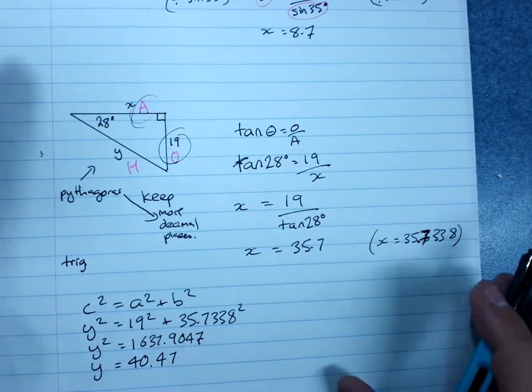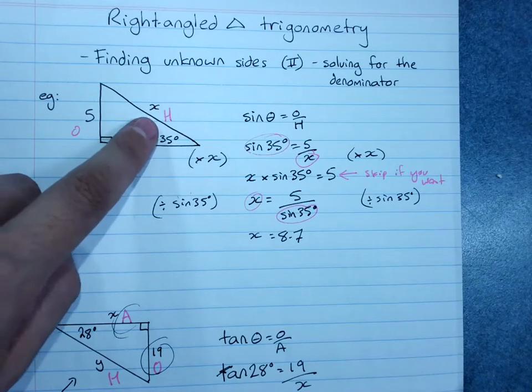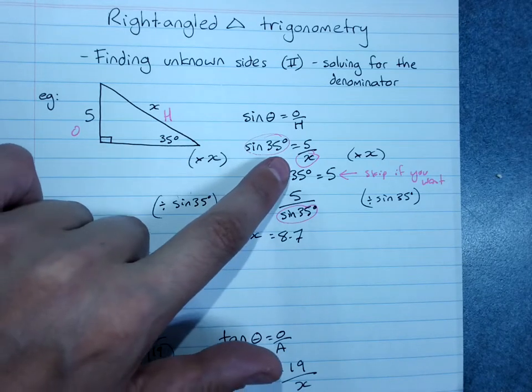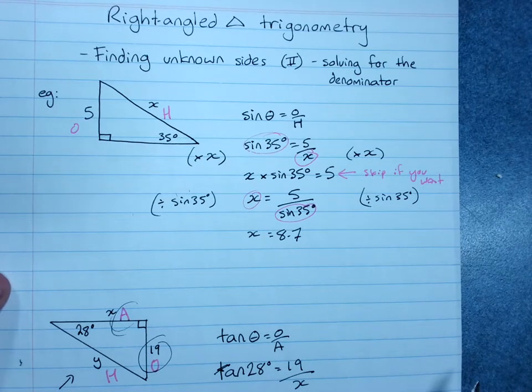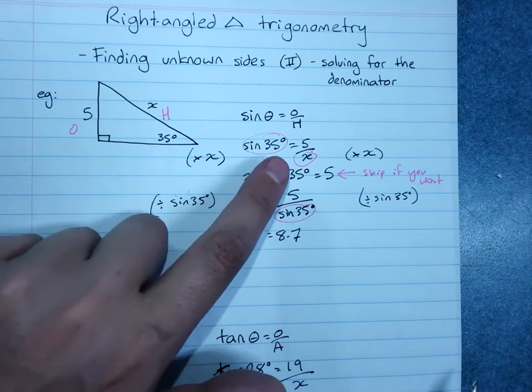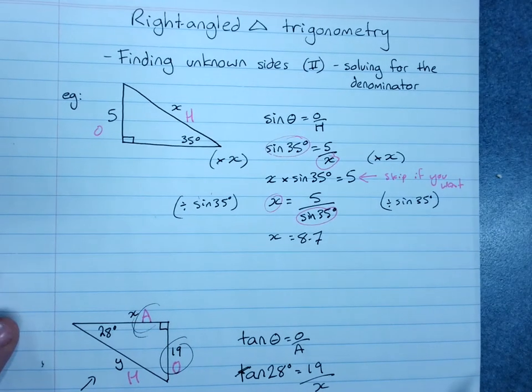So finding the unknown sides when x is the denominator, be really, really careful that you solve your equation correctly, because it is not quite as easy as the previous types of questions.